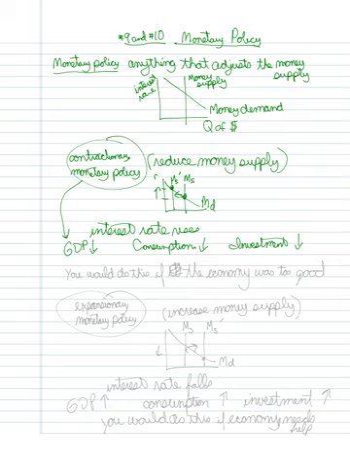Now, why would you do that? The reason why you would engage in contractionary monetary policy, you would do this if the economy was going too well, if it was too good. And so what you would want to do is basically cool down the economy with this contractionary monetary policy.